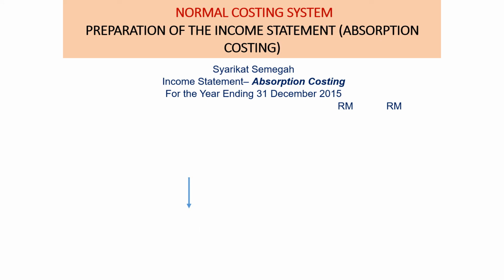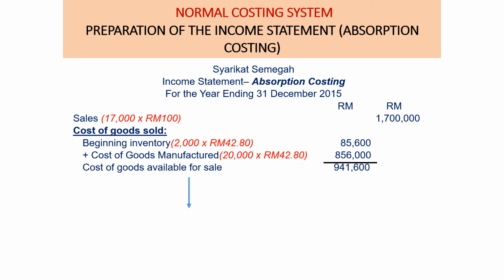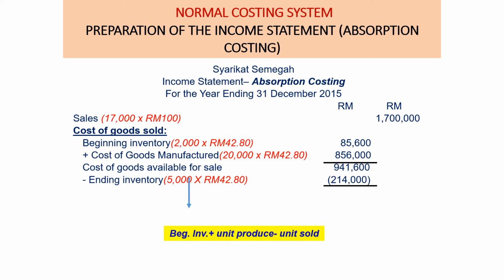So next you have to prepare the income statement, absorption costing under the normal costing system. Title: Syarikat Semegah Income Statement, Absorption Costing for the year ending 31st December 2015. We have sales 1.7 million, beginning inventory 85,600, plus cost of goods manufactured 856,000, cost of goods available for sale 941,600, minus ending inventory 214,000.